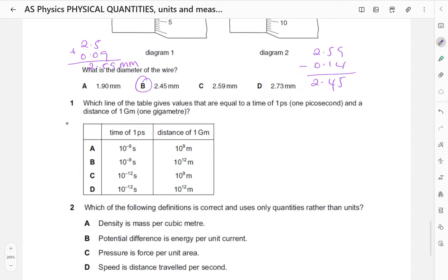Which line of the table gives values that are equal to a time of 1 picosecond and a distance of 1 gigameter? So pico is 10 power negative 12. So this is wrong. This is wrong. Giga is power 9. So this is wrong. So our answer is automatically C.